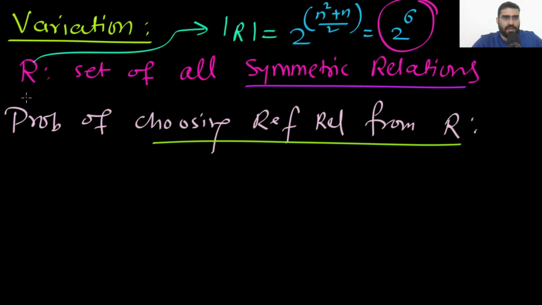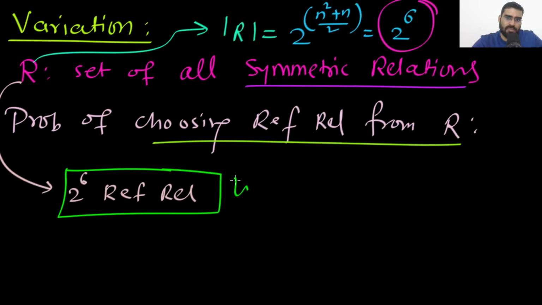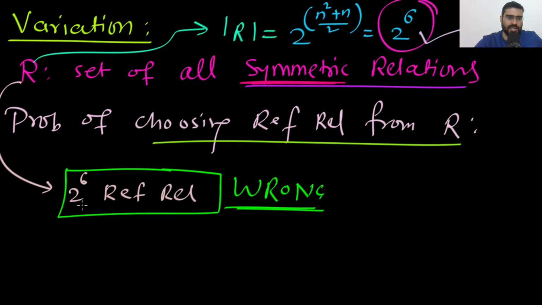Now in this R, how many reflexive relations do you have? Can I say we have 2 power 6 reflexive relations? This is wrong, right? Yes or no? This is wrong, because you have to find how many reflexive relations are in this R. Remember, R is the number of all symmetric relations, so the cardinality of R is 2 power 6.